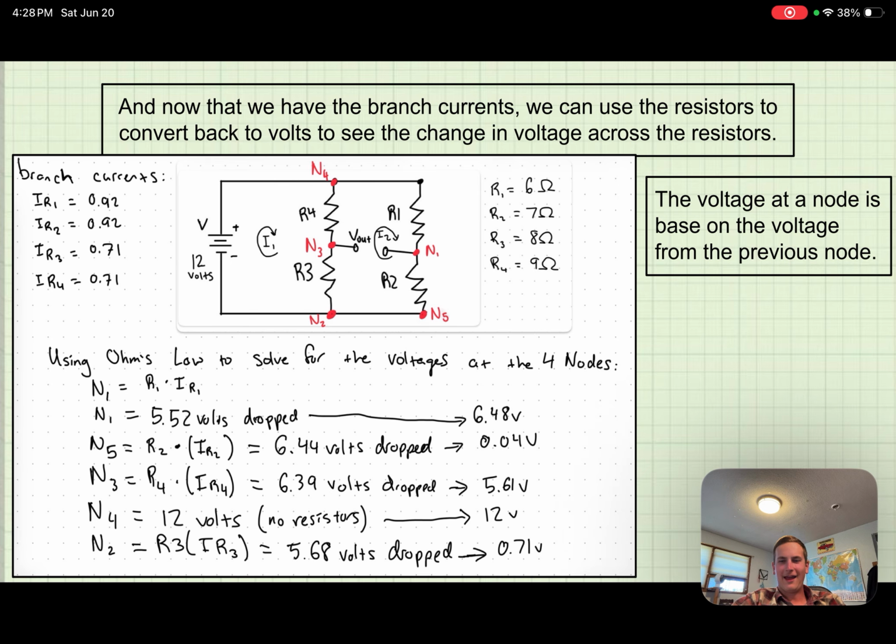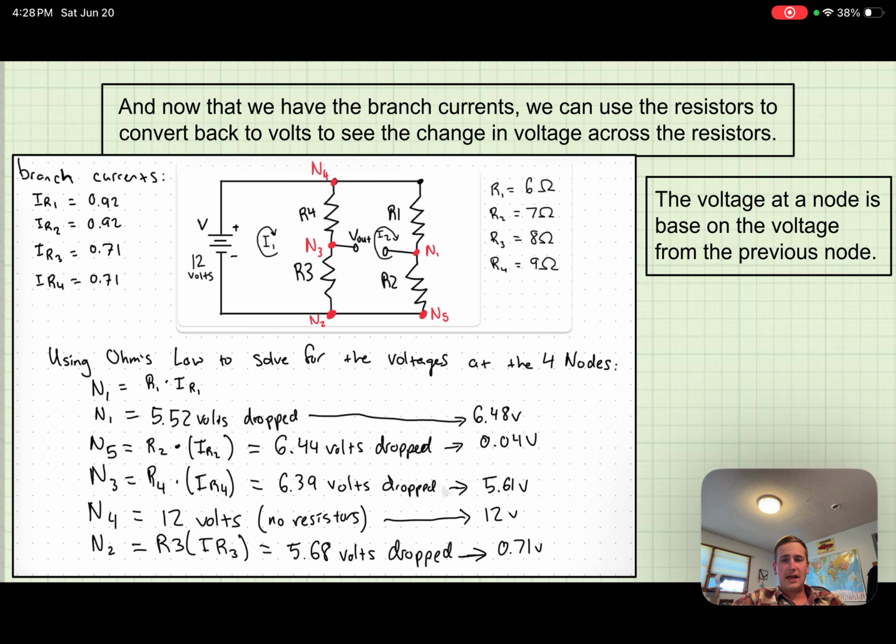So when I was done with the whole project, I realized I didn't actually need to solve for N2 or N5, but I did anyway because I didn't realize I didn't need to solve for them when I solved for them. So that's why they're here, but they're kind of useless. You can ignore them.